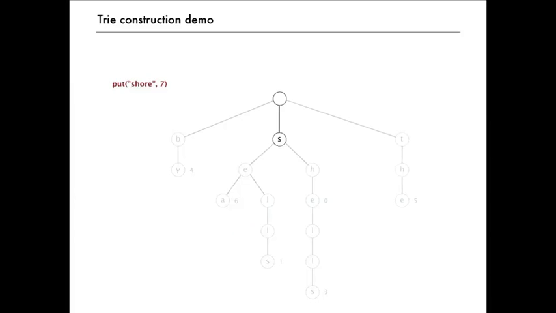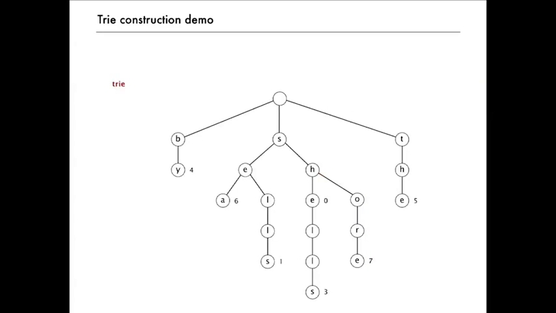Now here's one more key, SHORE, and now we have to add a new node because there's no node that's a child of H that corresponds to the letter O, so we have to create new nodes for O, R, and E and associate the value 7 with it. So that's a trie that has precisely 8 keys. If you look for any one of those 8 keys, you'll get the value. If you look for any other string, you'll either come to a node that has a null value or go out on a null link, and so the search would be unsuccessful. That's a demo of trie construction.